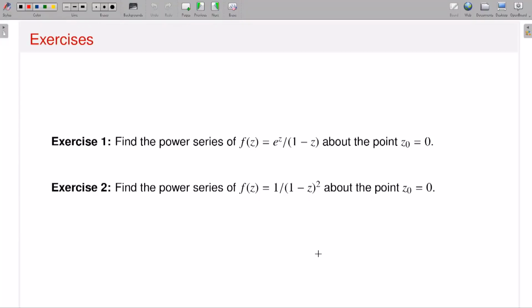Okay, so maybe I should stop here. These are the two exercises I have given. For example, if I give this kind of problem: if I have the function f(z) = e^z/(1 - z), what will be the power series around the point z0 = 0? And similarly, what will be the power series of this one around the point z0 = 0? Now you can easily guess.